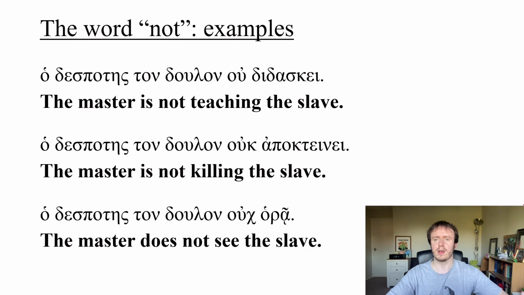So you can see these three examples here, illustrating the principle that ou is used if the next word begins in a consonant, ouk is used if the next word begins in a vowel or diphthong with a smooth breathing, and ouch is used if the next word begins in a vowel or diphthong with a rough breathing.